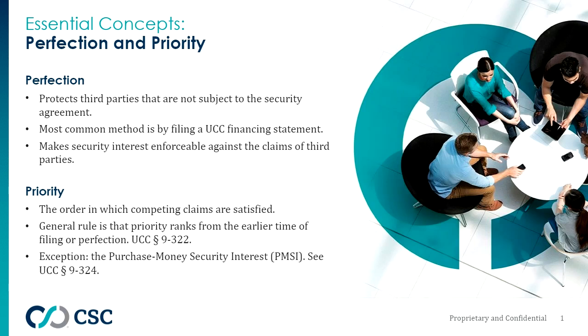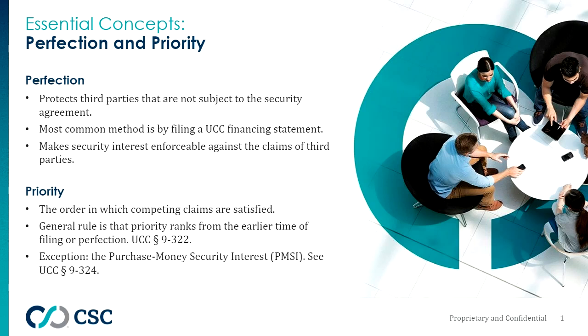For priority, priority is the order in which the claims are satisfied. So think about it as the order in which UCCs are filed may be the order in which the claims are satisfied, meaning that the first one filed, first in time, first in right, and the second person will get whatever's left over after the first person, and the third person will get whatever's left over after the first two people in the event that there would be a bankruptcy. So that's the concept of priority.